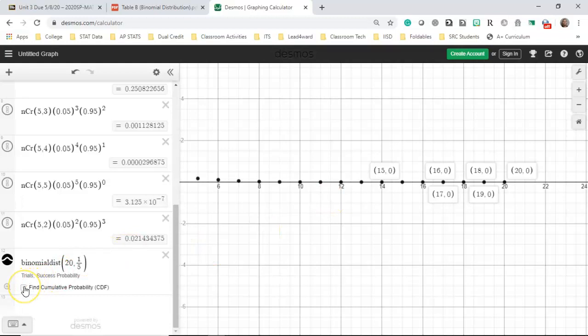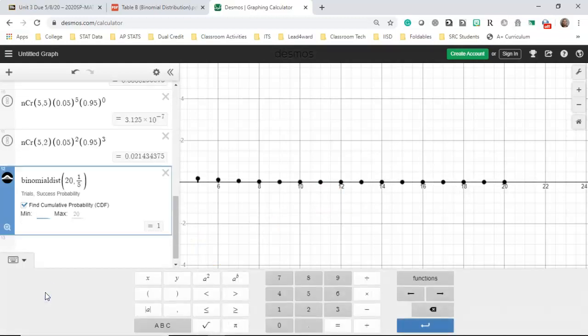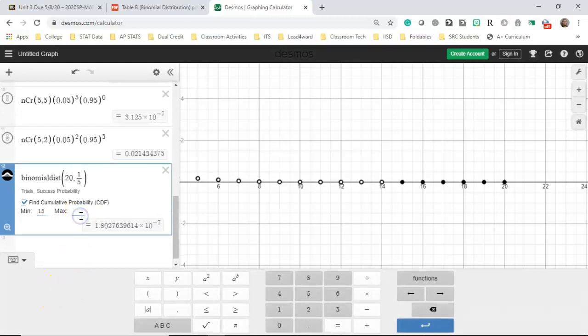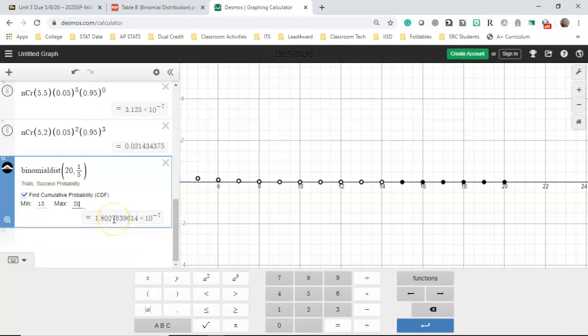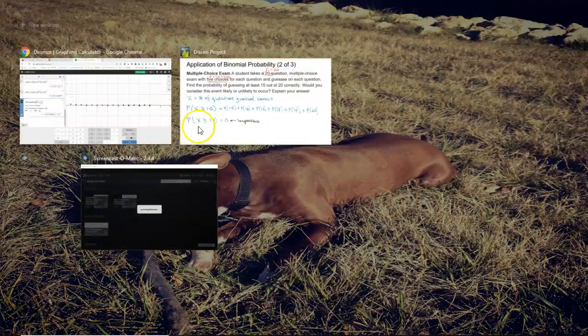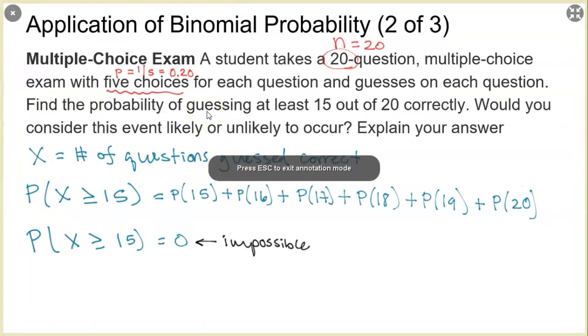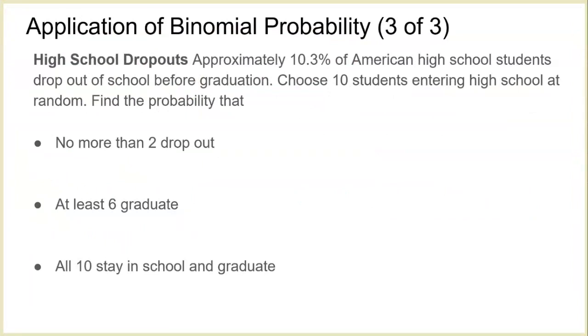And then down here, if I click on find cumulative probability, from 15 to 20, it tells me that the sum of these values is 1.8 times 10 to the negative 7. So that's a really small number. You take that decimal point and you move it 7 places to the left, and it's 0.00000018, so essentially a 0. So that's another way in which you can find the probability for a binomial distribution, even easier in your calculation. All right, let's look at our last example, high school dropouts.